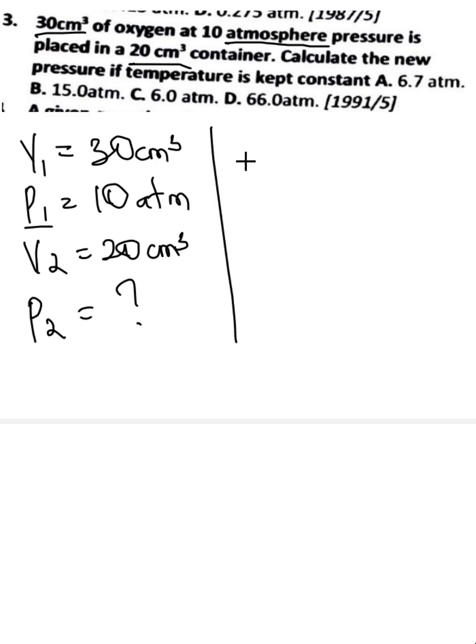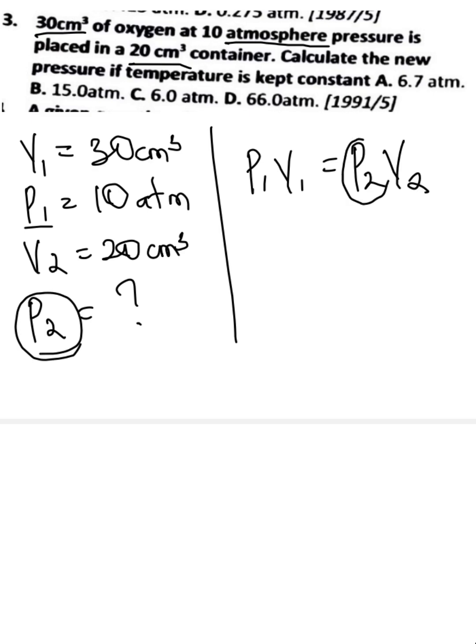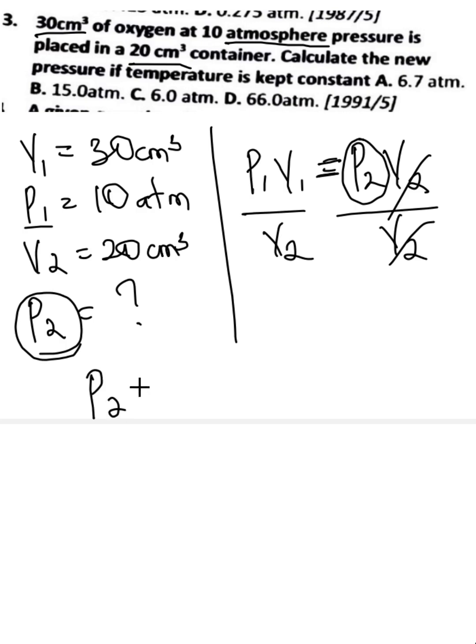Now the formula says P1 V1 is equal to what? P2 V2. We are looking for P2. So if we are looking for P2, what do we do? Divide both sides by what is close to P2, which is V2. So we divide here with V2, and we divide here with V2, so that V2 cancels V2. In the same way, we get P2 is equal to P1 V1 over V2.